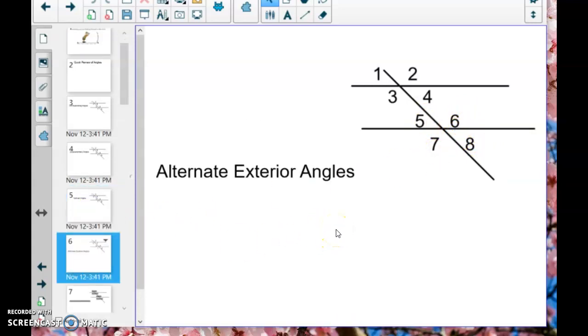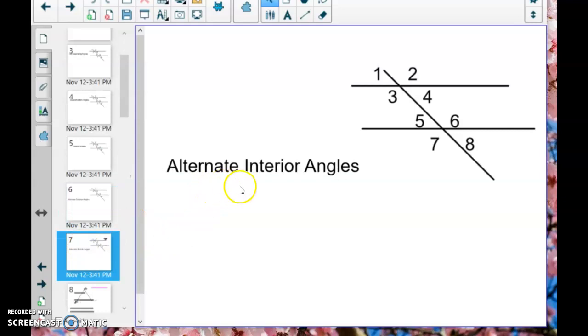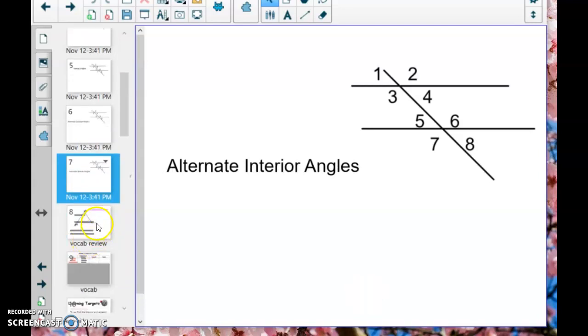Now we also learned about these special angles that are made when parallel lines are cut by a transversal. Alternate exterior angles would be on alternate sides of the transversal and outside the parallel lines. So 1 and 8 would be alternate exterior angles, and 2 and 7 would be alternate exterior angles. And of course, alternate interior angles are inside the parallel lines, but on opposite sides of the transversal. So 4 and 5 would be alternate interior angles. 3 and 6 would be alternate interior angles. And of course, alternate exterior and alternate interior angles would be congruent as well.